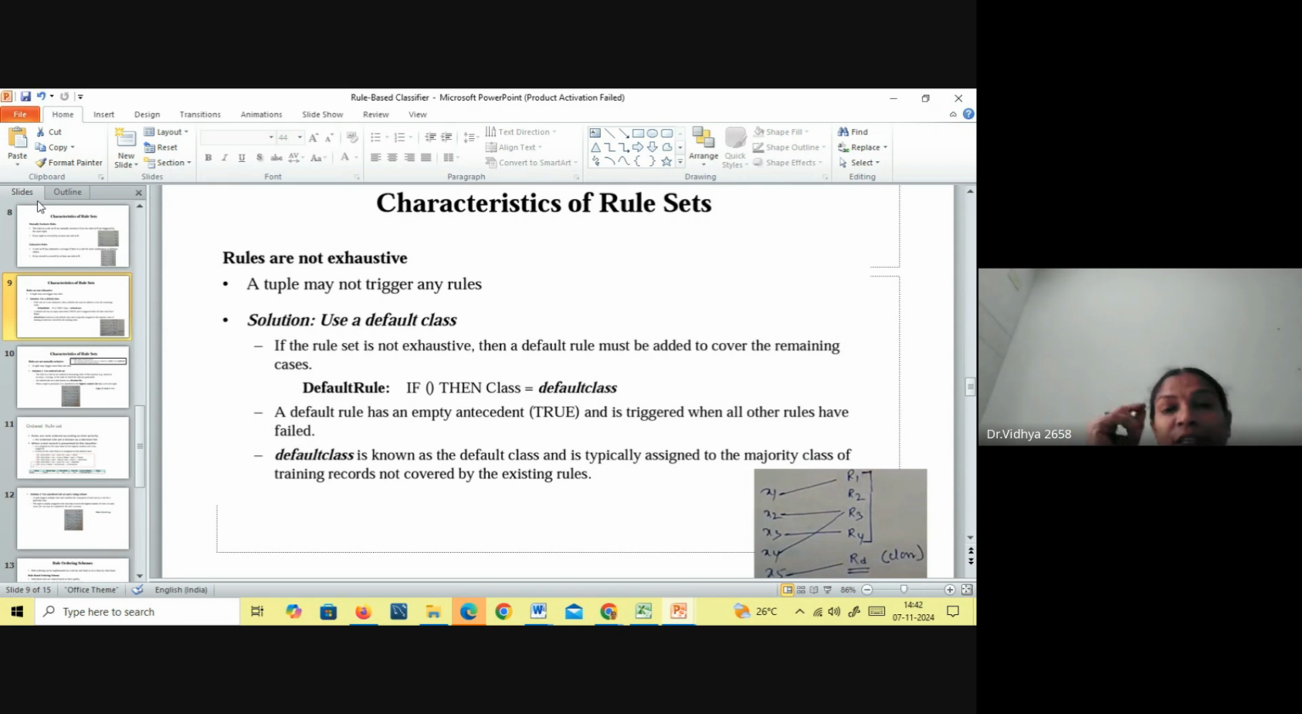If the condition is satisfied, then it goes to the default class. That means if both the values become 0, then the class would be the default class. The default rule has an empty antecedent and is triggered when all the other rules have failed. It is known as the default class, and it is assigned to the majority class of training records not covered by the existing rules. These are the important points you should remember.